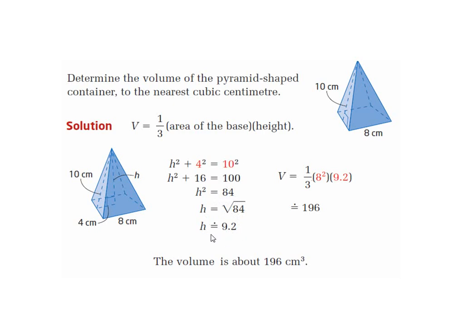Now you have everything you need, right? So the volume is equal to the formula: 1/3 of the base area times height. The base area is 8 squared, 8 times 8. The height is 9.2, right? Bring out your calculator, please, and you can get this answer. It is almost equal to 196. So the volume is about 196 cubic centimeters. Answer: the volume is about 196 cubic centimeters. So we completed our answer to this problem.